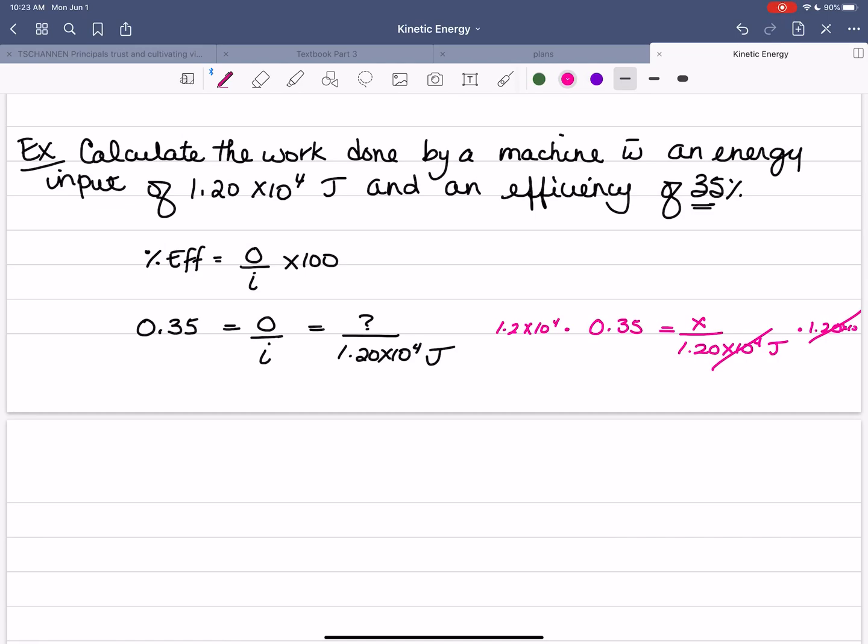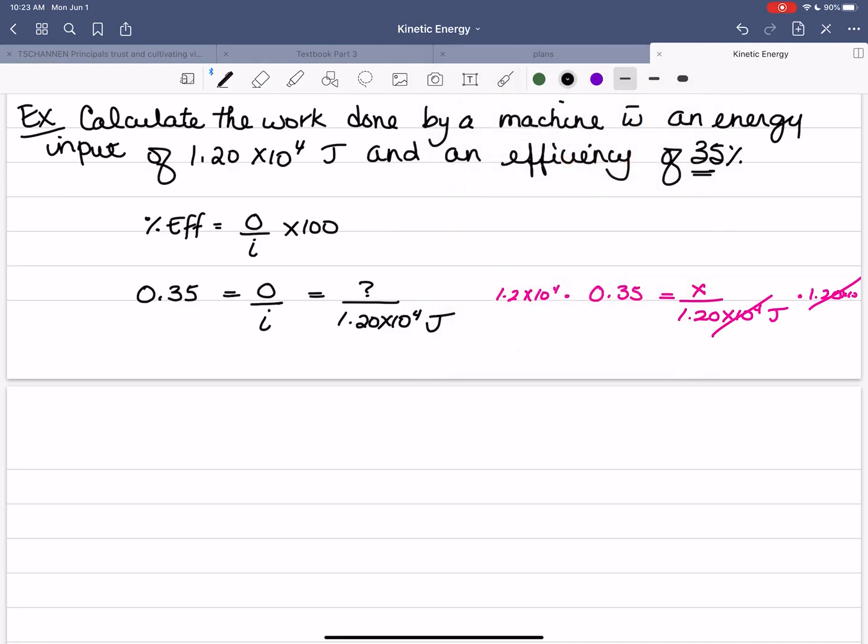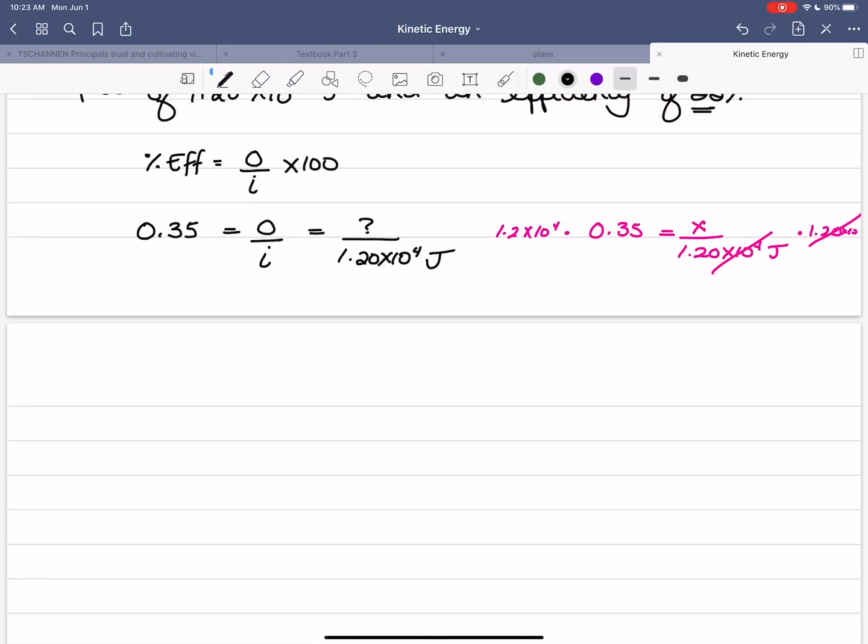So back to black ink. 0.35 times 1.2 times 10 to the 4, I'm going to get 4,200. Okay, so 4.2 times 10 to the 3 joules, or 4.2 kilojoules of output. That's how much work that machine is doing.